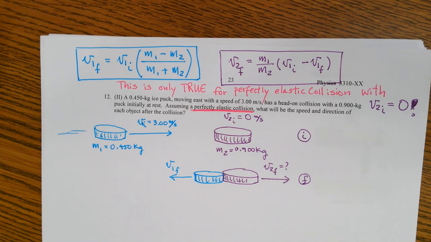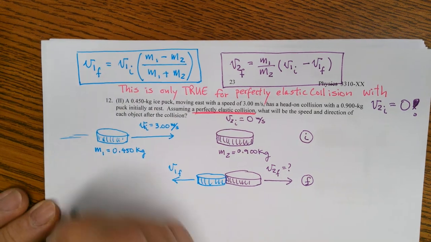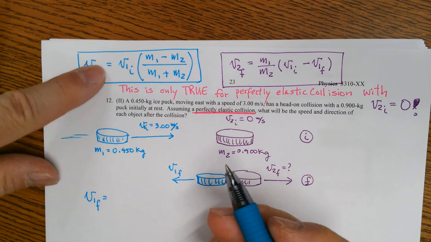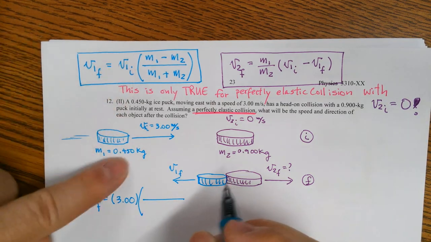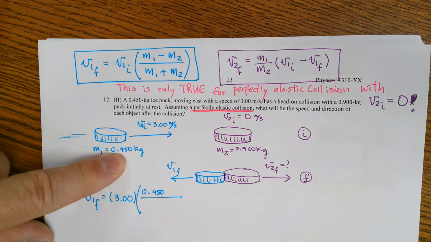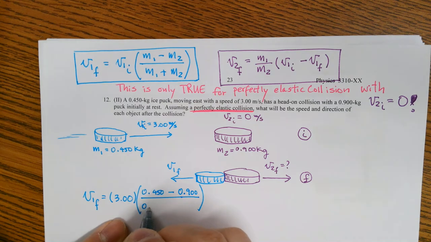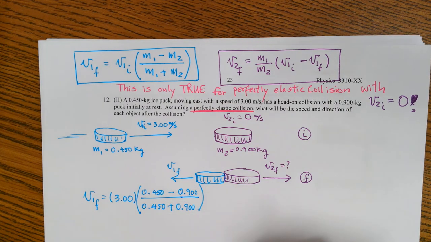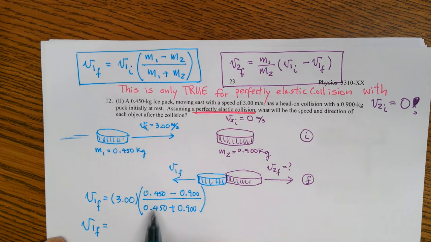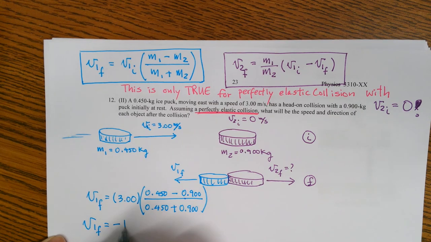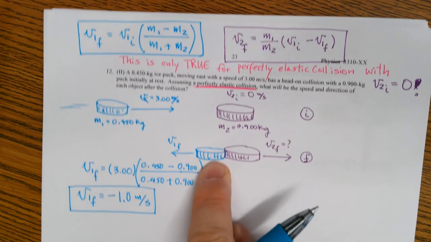All right, now it's just plug and chug, really. We can't use this yet because we have to find out what V1 final is, so we have to use this first. So what's V1 final? V1 final is V1 initial, which is 3, times M1, which is 0.450, minus M2, which is 0.900, whole thing over 0.450 plus 0.900. If you work this out, V1 final comes out negative, negative 1 meter per second. So it does bounce back. We did predict that correctly.